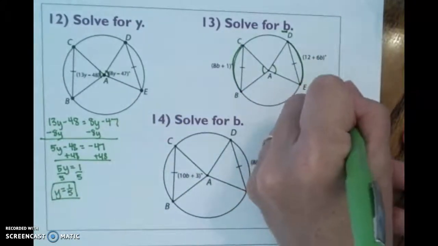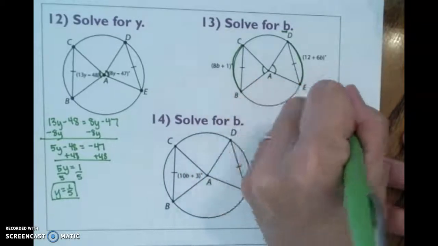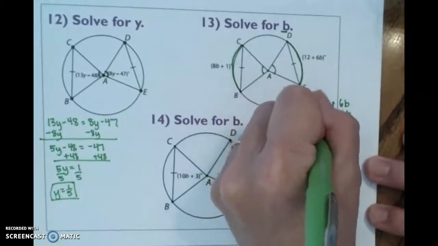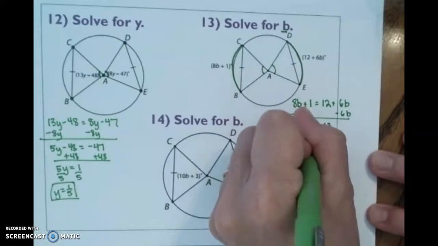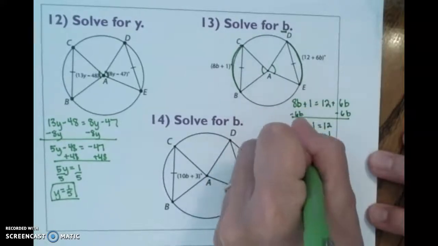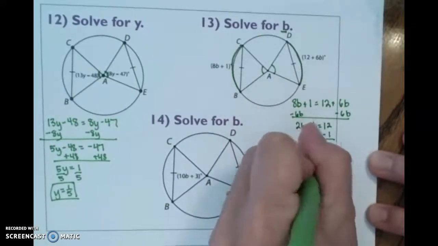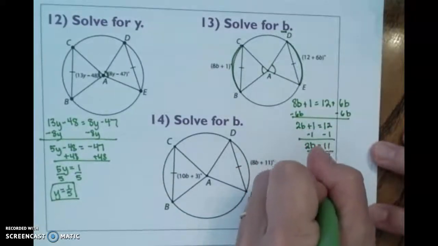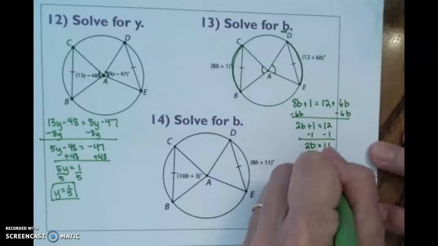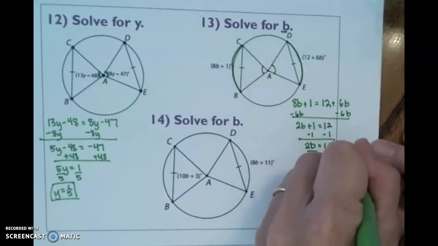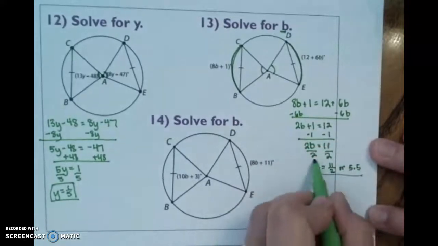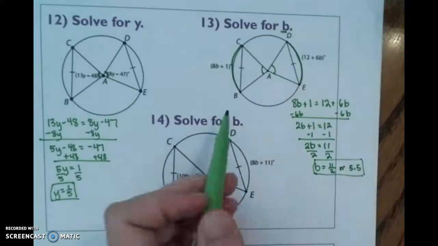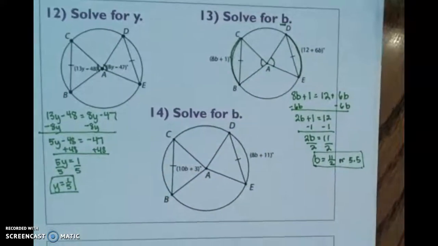So we would subtract 6b. I'm going to subtract 1, divide by 2, so I get b is equal to 11 halves or 5.5. Either way. And again, you could sub back in to check your work.